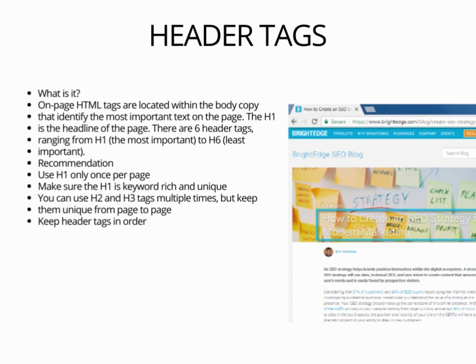So you have to make sure that you are writing a proper H1 and you're utilizing it in a very proper manner, and you can use it once per page.